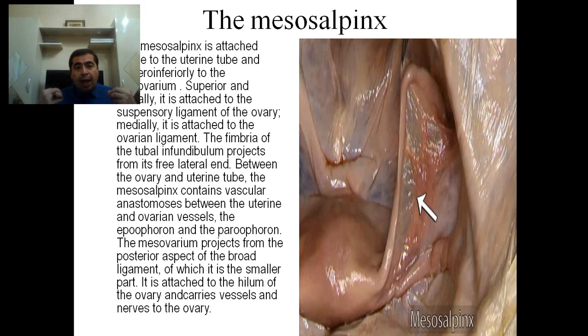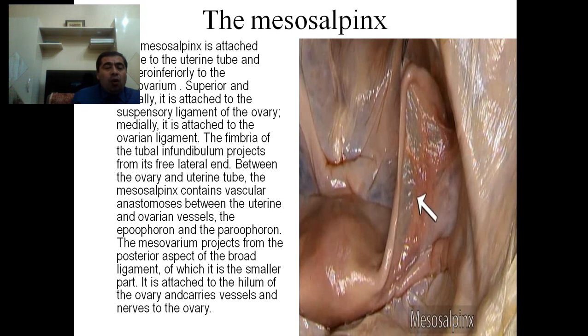And the mesosalpinx I have informed you before. Meso means the mesenterium, and the mesosalpinx is the part of the peritoneum which attaches to the uterine tubes. Salpinx is tube. The mesosalpinx is attached above to the uterine tube and posteriorly inferiorly to the mesovarium. Superiorly and laterally it is attached to the suspensory ligament of the ovary. Medially it is attached to the ovarian ligament.